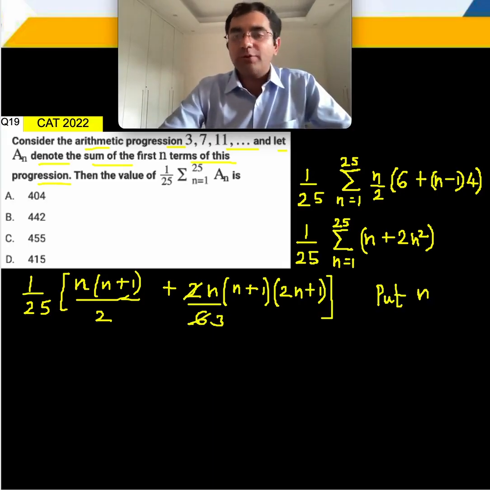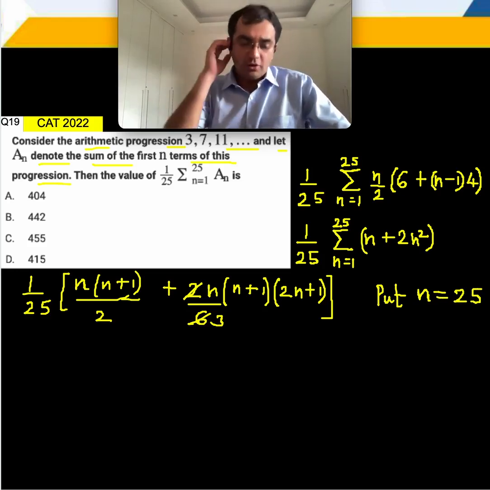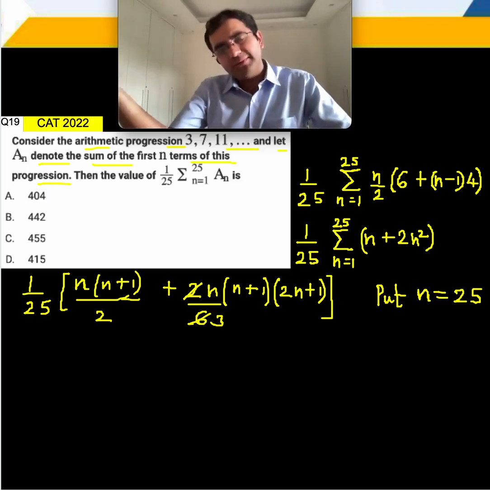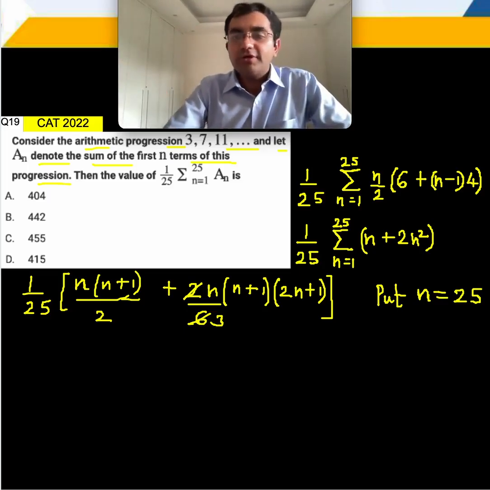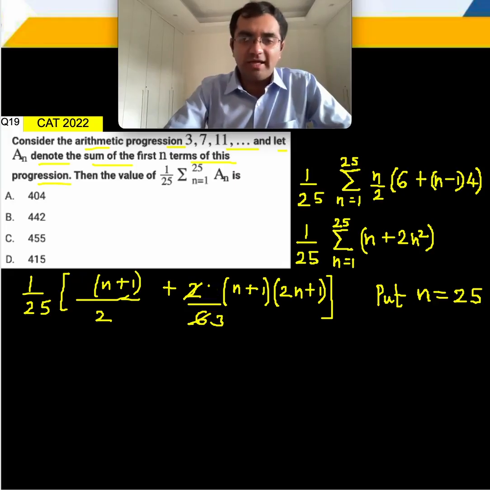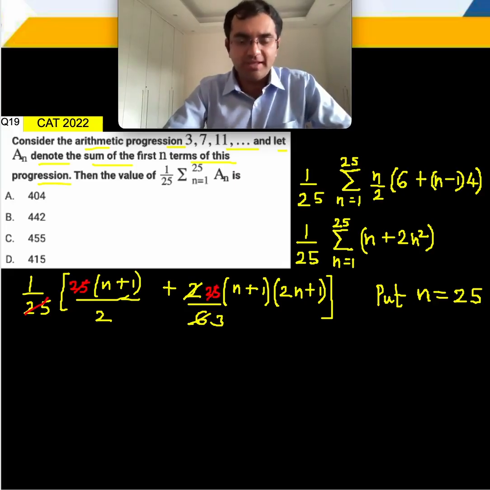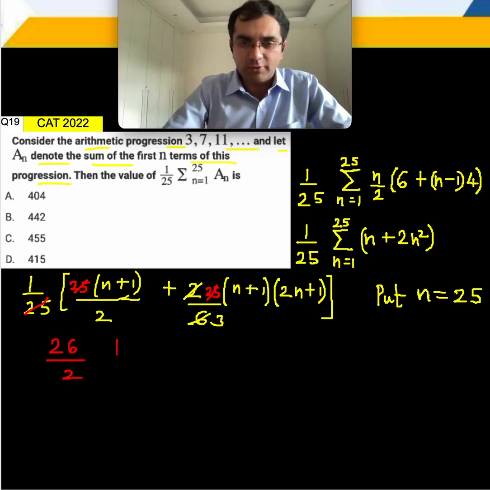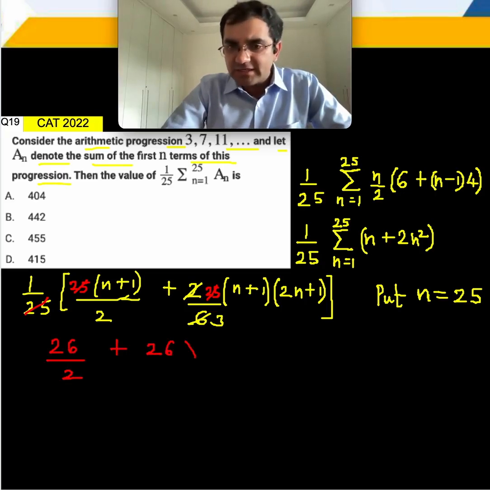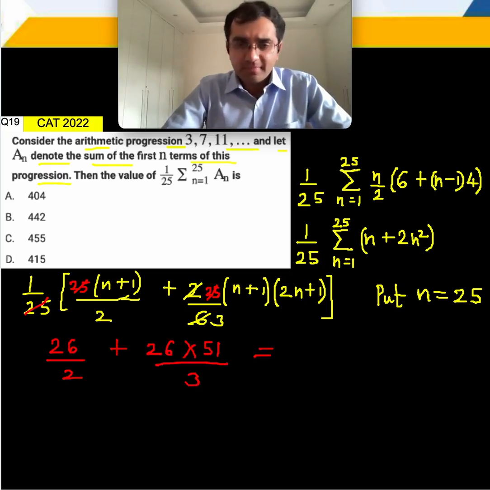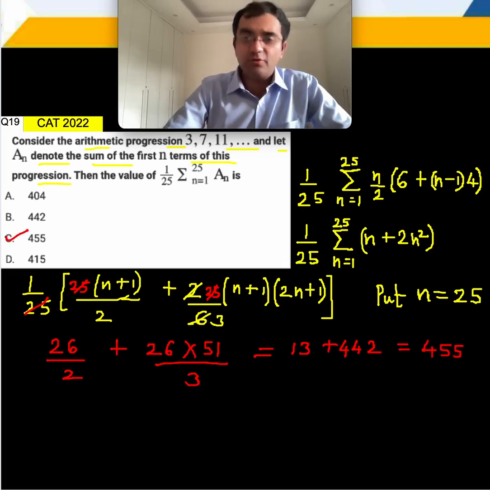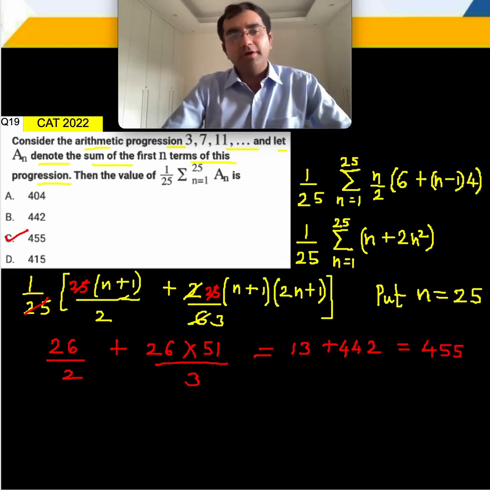Finally put n equal to 25, because you just have to add all of these for the first 25 terms and your answer will come. So put 25 instead of n. First I remove n here and put 25. And this 25 will cancel out. Now 25 is cancelled out, it is further simplified, so 25 plus 1, 26 upon 2 plus 25, 26 into 51 upon 3. So this will become 13 plus 442, answer is 455. C part for question number 19.